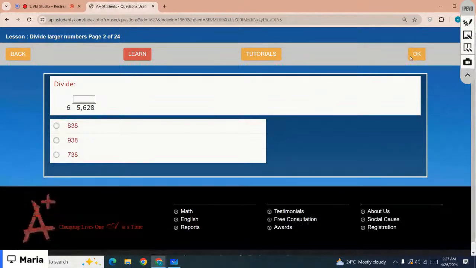Okay, the next one is 5628 divided by 6. Use your notebook and pencil and solve the question and then just write down the answer in the chat box. No guesses. Solve and then write.